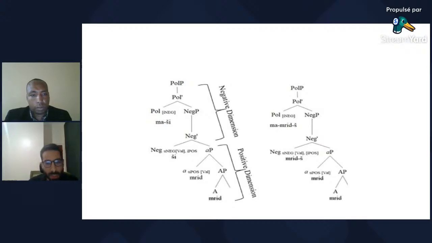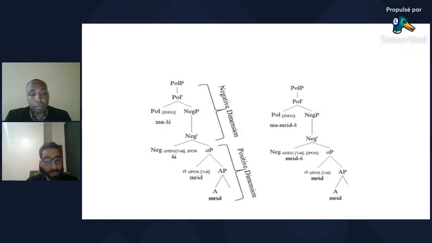Here we have two dimensions, the negative and positive dimension. And the movement of, here we have mashi, and we have marid. Here we have mashi, which means that ma and sh, or there is a missing positive feature. That's why marid doesn't move to sh. That's why we have this mashi. Okay, there is no movement.